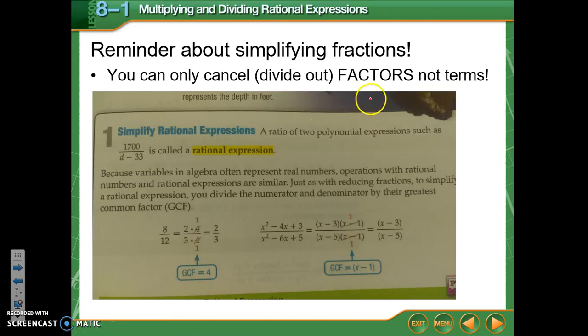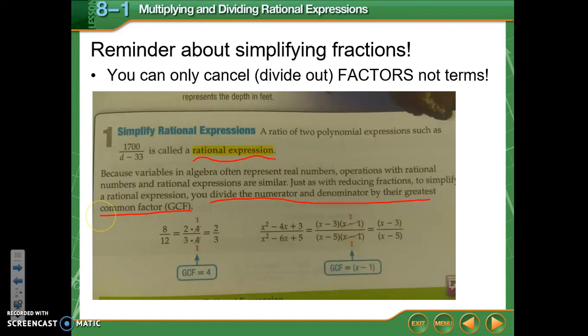So this is just a reminder about simplifying fractions, because basically a rational expression, you should fill this in on your notes, is a ratio or a fraction of two polynomial expressions like this, 1,700 over d minus 3. That's a rational expression. And when I simplify rational expressions, I'm basically simplifying fractions that have variables and polynomials.